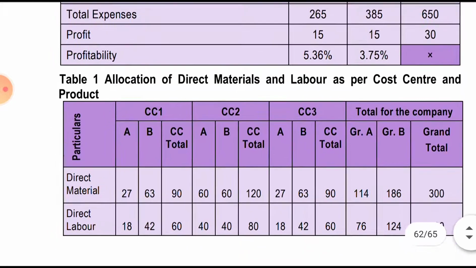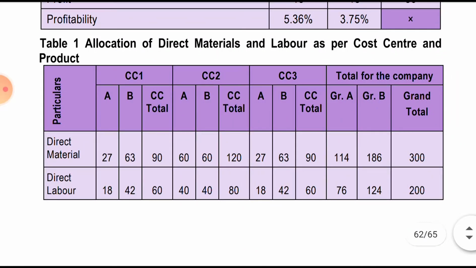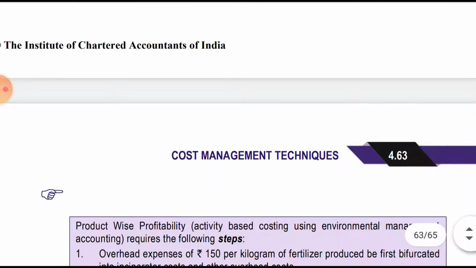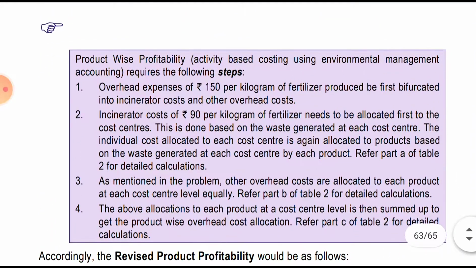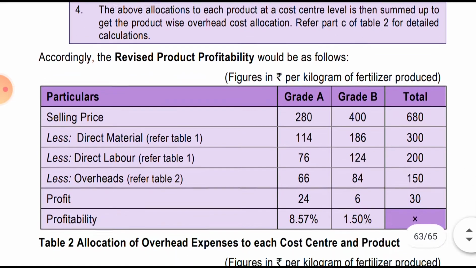See this table allocation, how they are divided. Material C1, C2 into grade A, grade B. They have complicated the calculation. You can do it in a simpler table as well, as you would prefer. Then I don't think we have to read this box, let it be, we can skip this.